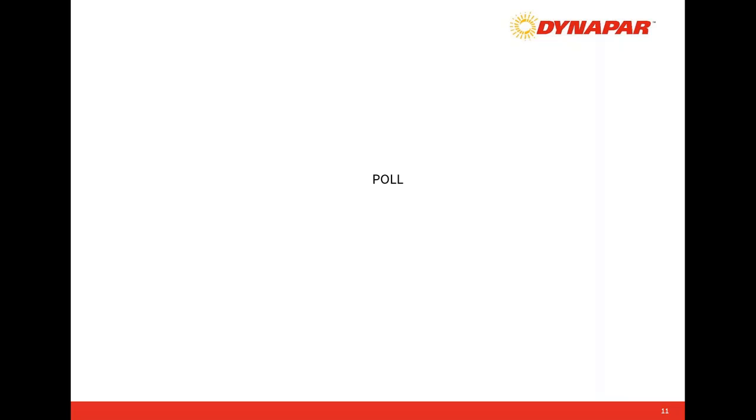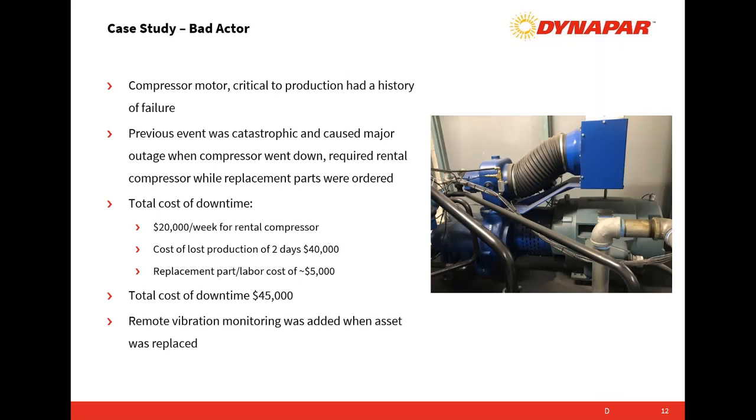Derek? Next slide, please. Thank you, everyone, for answering the poll. I'd like to talk about one more case study that we've had. This case study was on a rotary screw compressor motor failure, which was critical to production. The motor had previously catastrophically failed and caused a major unscheduled downtime event. Due to operational commitment, the company had to rent an air compressor while parts were on order, which was a 2-day lead time.